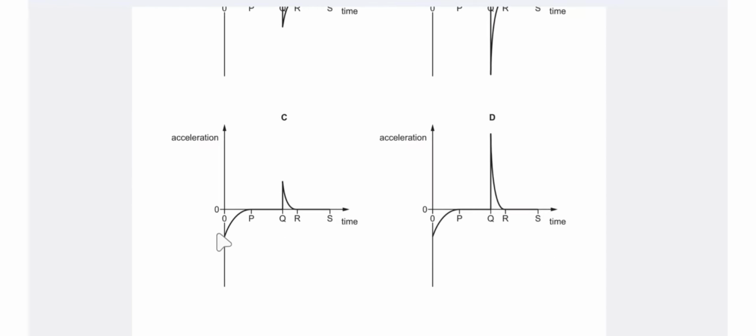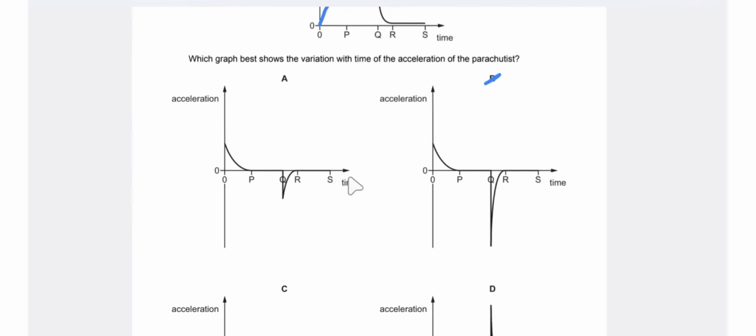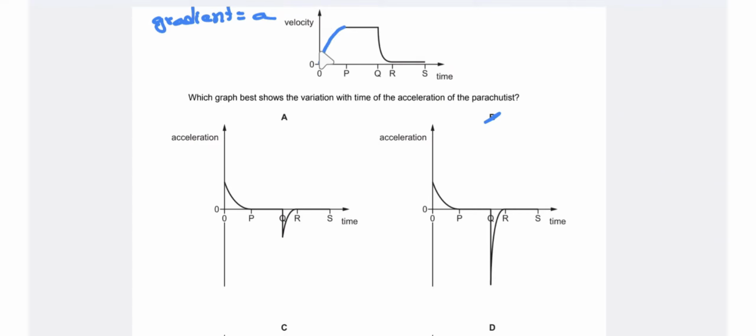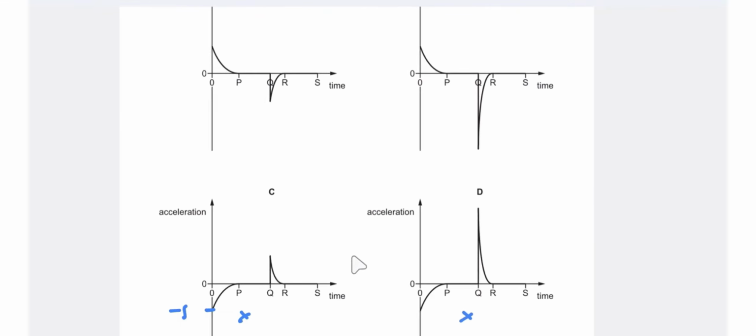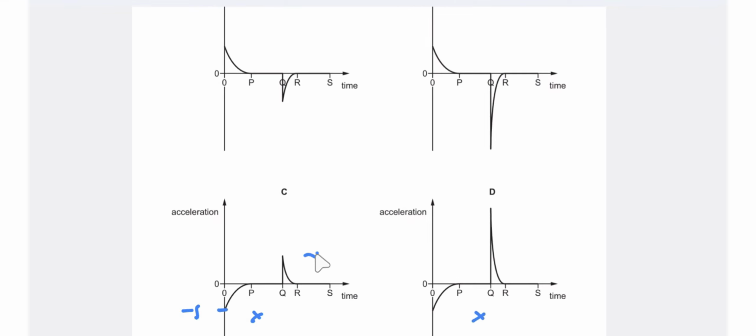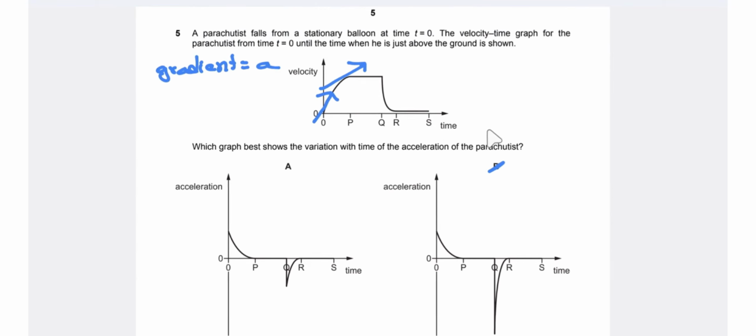Now here we can see that acceleration increases from a negative value to 0, and this would be wrong because the acceleration must decrease. This is a positive gradient. If we indicate the direction of the gradient, the direction is like this, so the gradient is positive and the acceleration must be positive. Here we can see the acceleration is negative. So these two are wrong.